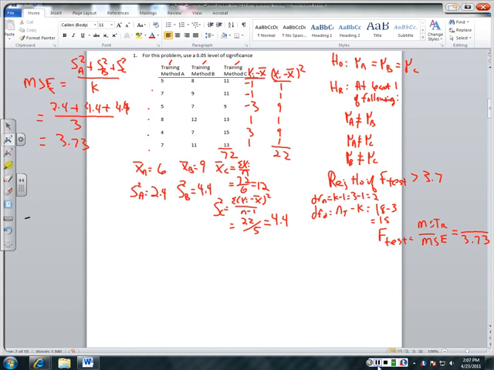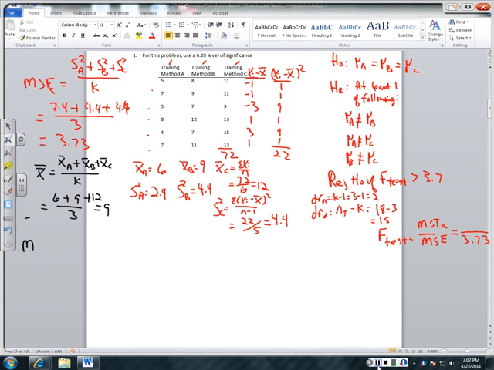Okay, so for the MSTR, I'm going to start. I know I need to get the mean of the means, or the grand mean. That's just x bar A plus x bar B plus x bar C divided by k. And so that's equal to 6 plus 9 plus 12 divided by 3, and that's going to be 9.